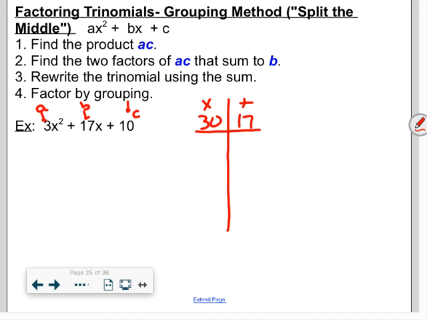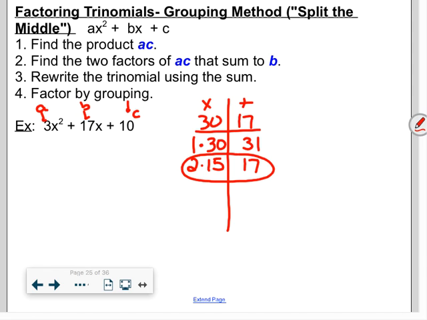So you take 3 times 10, which is 30. And I want to know what two numbers multiply to 30 but add to 17. If I take 1 times 30, that adds to 31. If I take 2 times 15, hey, that works. I got it on my second try.